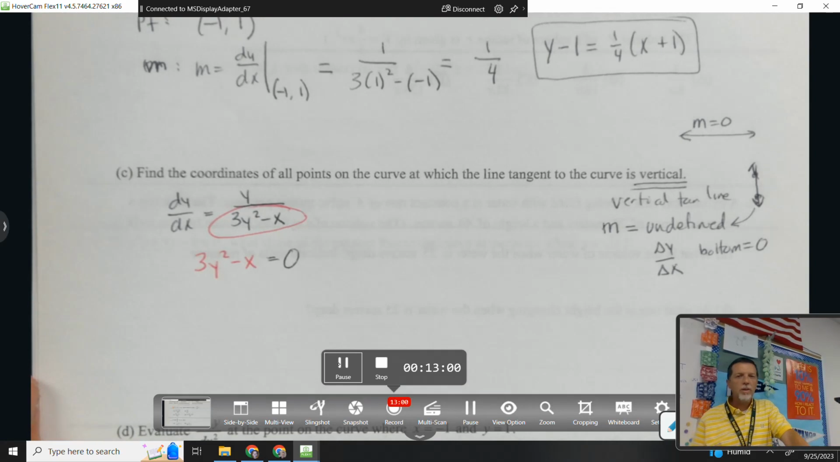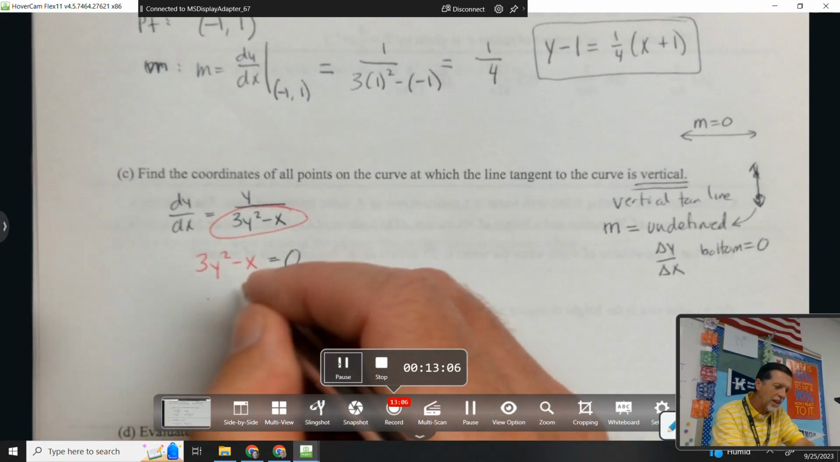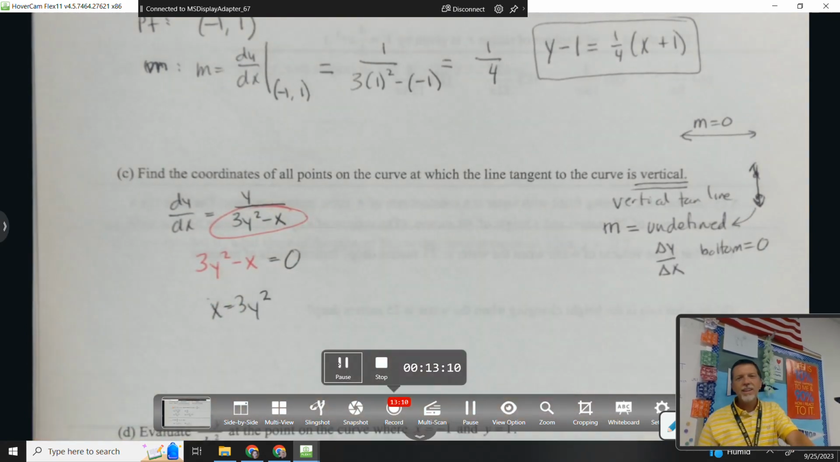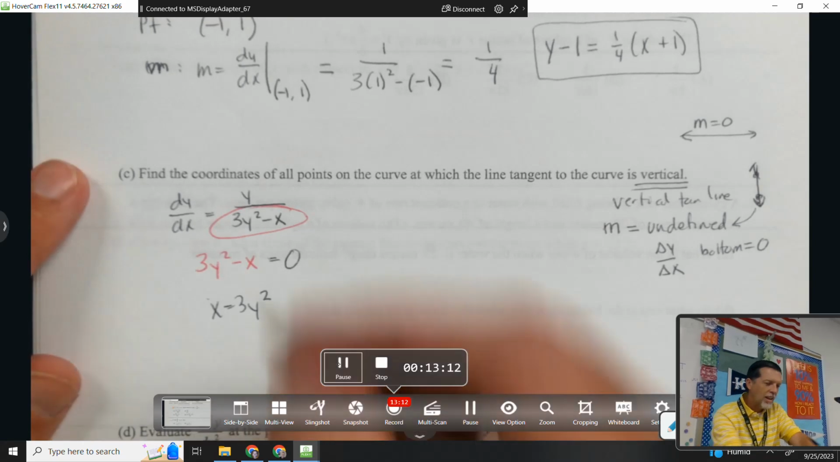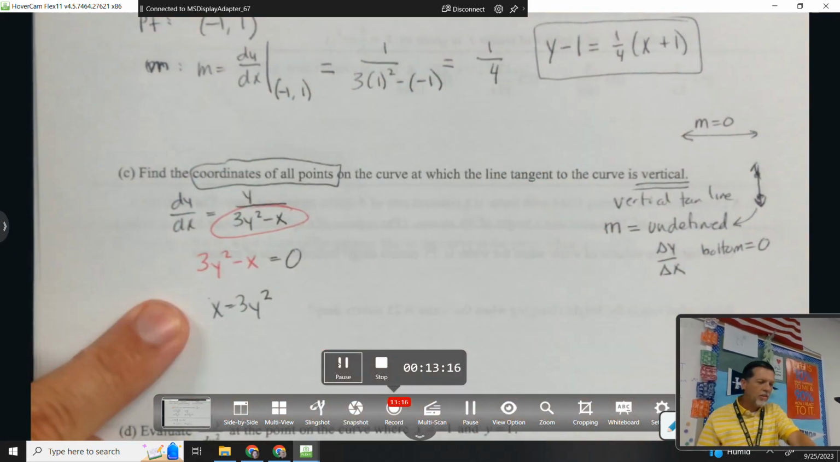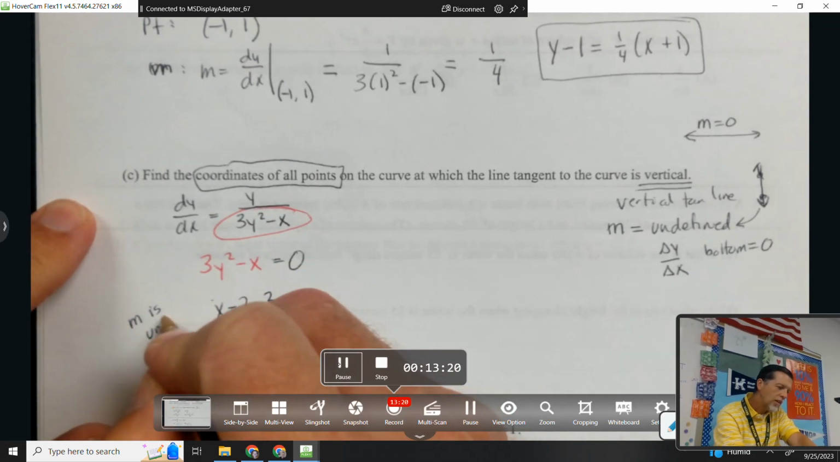So 3y squared minus x equals 0. Except that has 2 variables in it, so I can't really, I mean, I guess I could solve for x. x equals 3y squared, but that doesn't answer the question yet. Find the coordinates of the points. So this is true. This is where my slope is undefined.